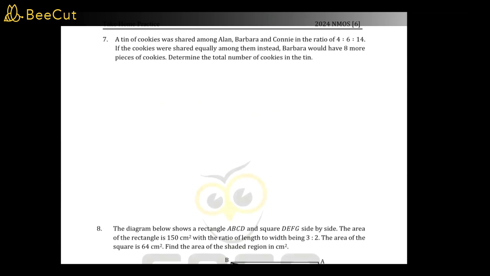Now, question 7. So let's follow the ratio given. A to B to C is 4 to 6 to 14. So let's find the total. 4 plus 6 plus 14. Total is 24 units. And they share equally among them. 24 divided by 3 equals 8. So each person gets 8 units.